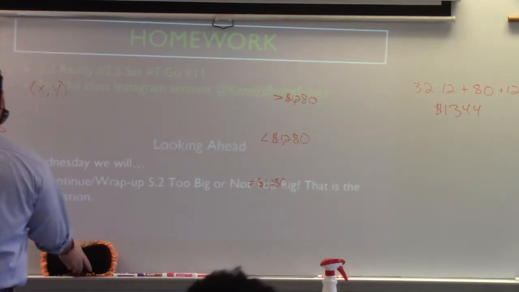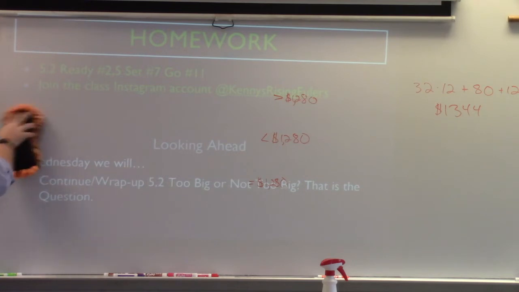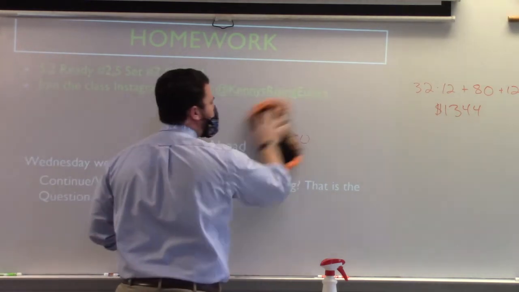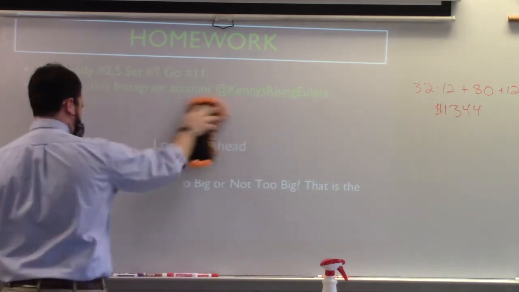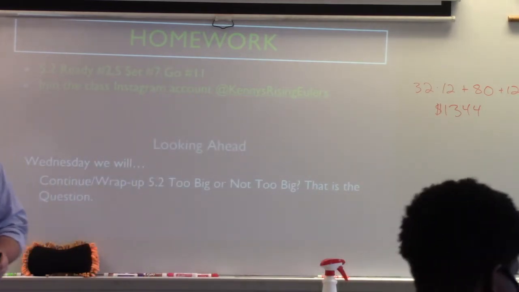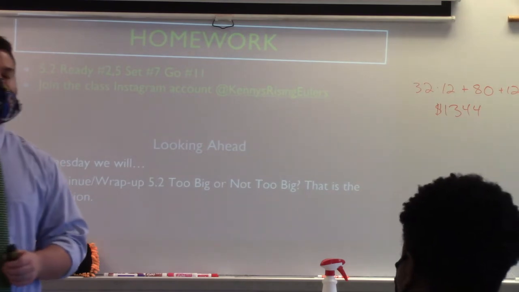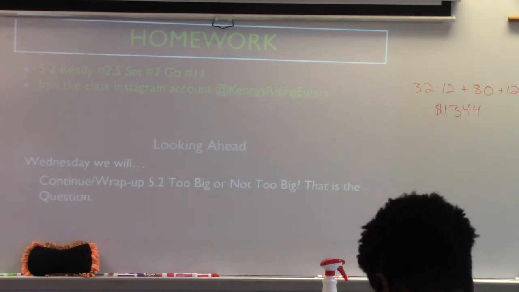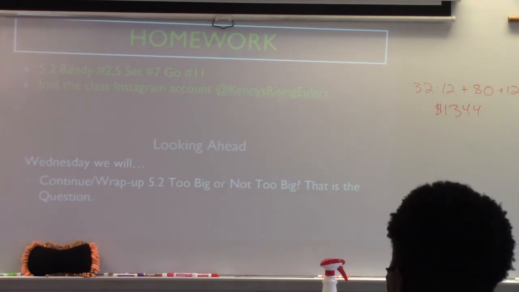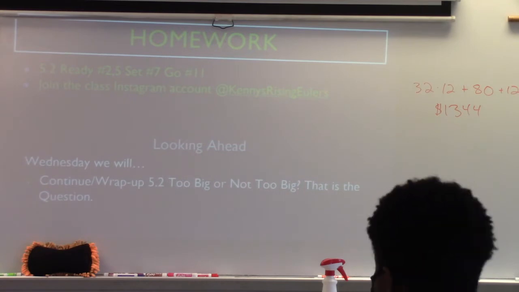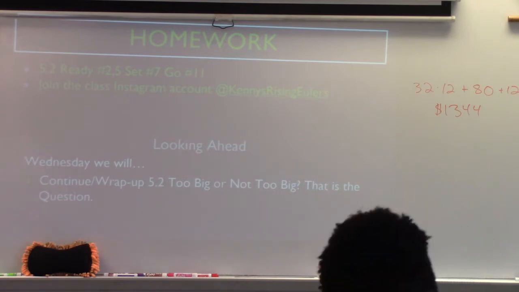All right, here's your homework. Ready numbers 2 and 5, set number 7, and go number 11. Okay. Go number 11. Please notice that's an inequality that we did in Unit 4. You should be comfortable with that. Numbers 2 and 5 are identical to the homework last night. But I want to talk about number 7 briefly.